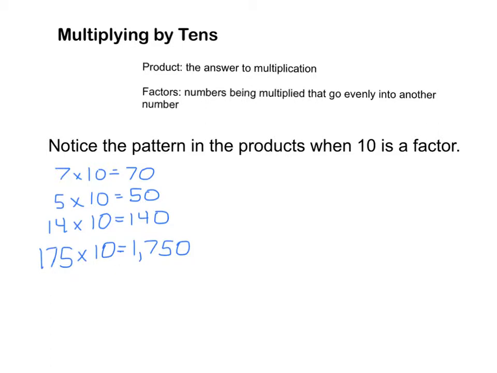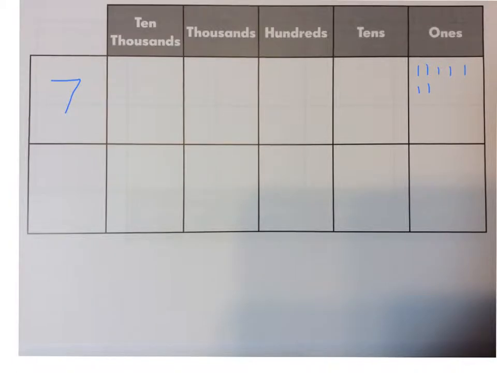What's happening? It looks like we're taking the first factor and just adding a 0 to the end. But why can we add the 0 to the end? When I have the number 7, it's represented by 7 counters in the ones column, and so that is the digit 7. If I multiply 7 times 10, that's taking each of those 7 counters and turning them into 10. I would have 10 sets of 7 or 7 sets of 10.